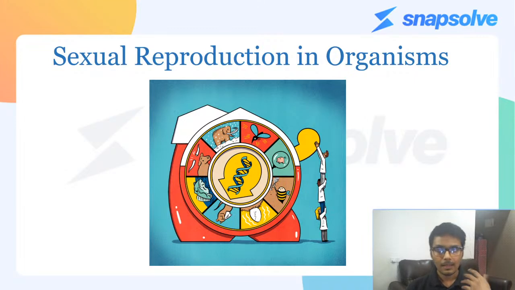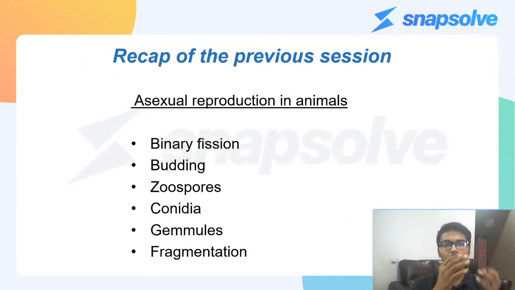Last time, if you remember, हम लोग ने एक previous section में asexual reproduction in animals पढ़ लिया था, under which we had studied binary fission, budding, zoospores, conidia, gemmules, fragmentation. तो ये सब चीजें हमने last lecture पढ़ी थी. Okay, तो last lecture हमने asexual reproduction in animals और उसके modes, different types of modes पढ़े थे. Clear? एक recap बता देता हूँ. I'll just tell you in a gist what all these points mean.